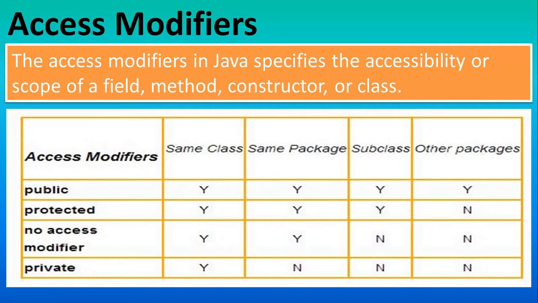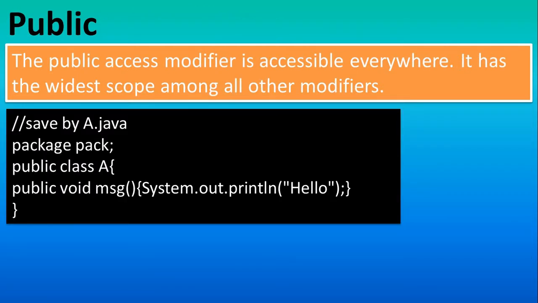For understanding purposes it is very simple. You can use it in the same class, same package, subclass, and in the other package also. There is no limitation at all. So the public access specifier is accessible anywhere and it has the widest scope among all other modifiers.